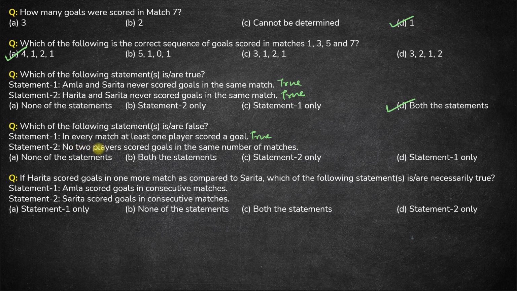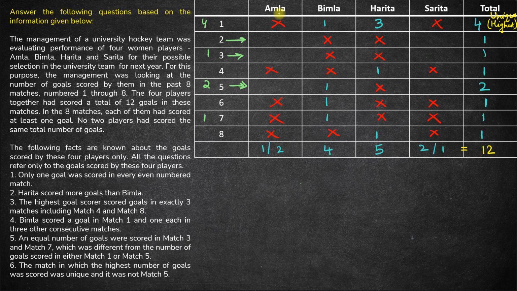Next, no two players scored goals in the same number of matches. So let's see. A is going to score either one or two goals. So assuming A scores exactly one goal, A will score in only one match. B scores a goal in exactly 4 matches: match 1, 5, 6, 7. 4 matches. H scores goals in 3 matches.